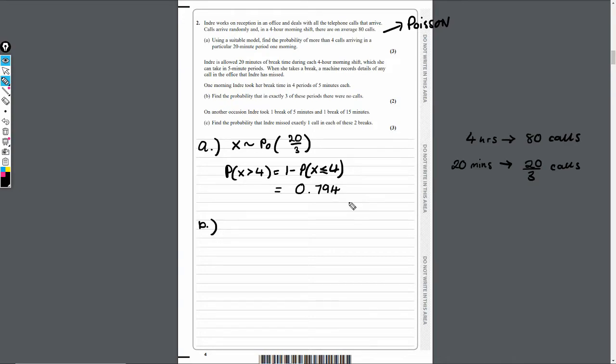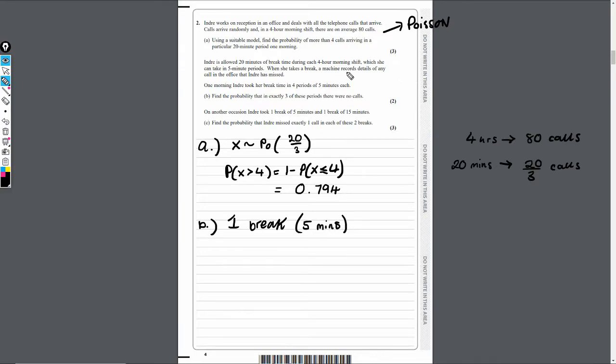So it tells us that she's allowed 20 minutes of break time during each 4-hour shift, which she can take in 5-minute periods. So what it's asking is that if she takes her break time in 4 periods of 5 minutes each, can we work out the probability that in exactly 3 of these periods there were no calls? So how do we do this? Well, let's just work out one individual break first. So one break. Okay, so that's 5 minutes.